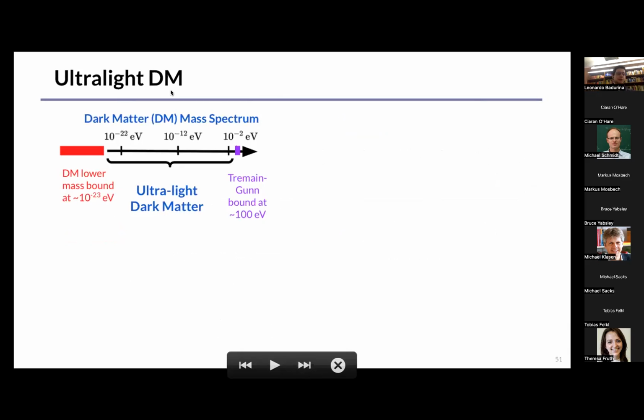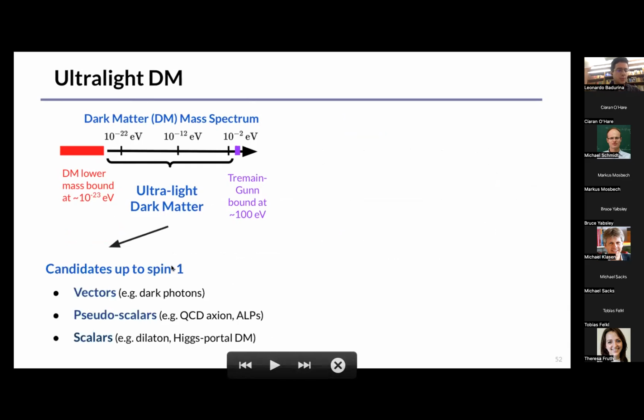When talking about ultralight dark matter, there exists a finite number of candidates that we can think of, up to spin 1 included. Indeed, we can think of vectors such as dark photons, pseudoscalars such as the QCD axion or axion-like particles in general, and scalars, so scalar fields which could arise in dilaton-like models or Higgs portal dark matter. Now, irrespective of how these dark matter candidates transform under Lorentz transformations, let me review what the universal properties are.